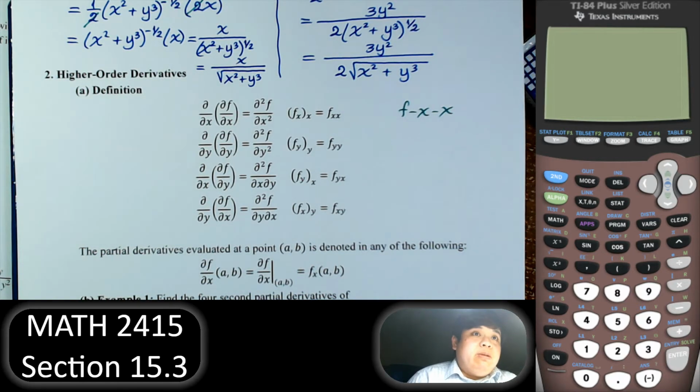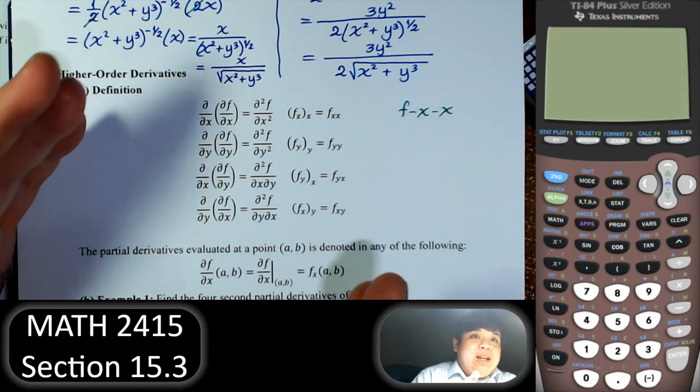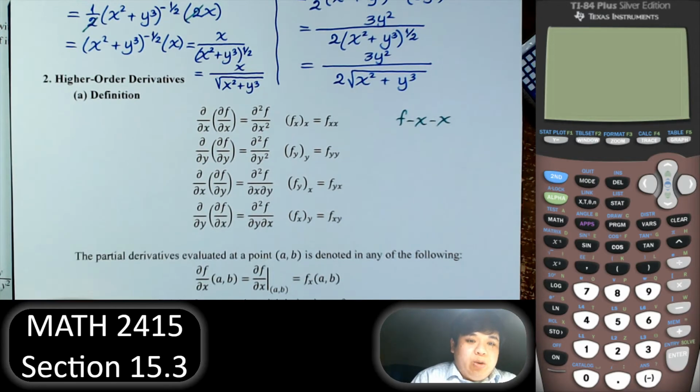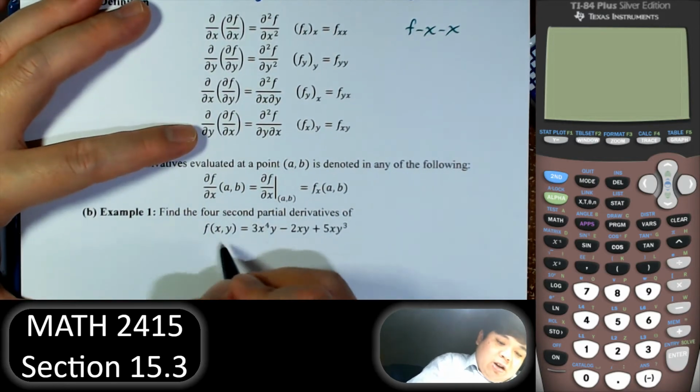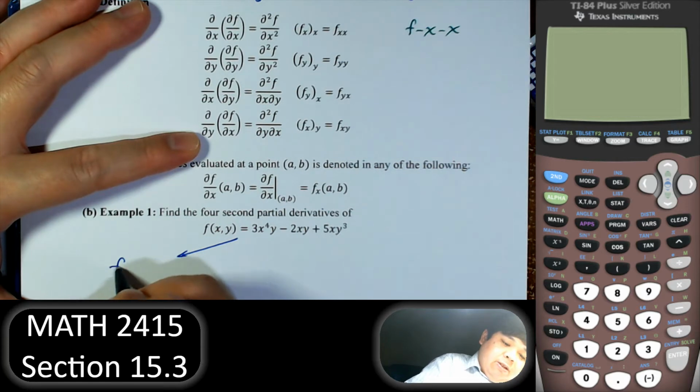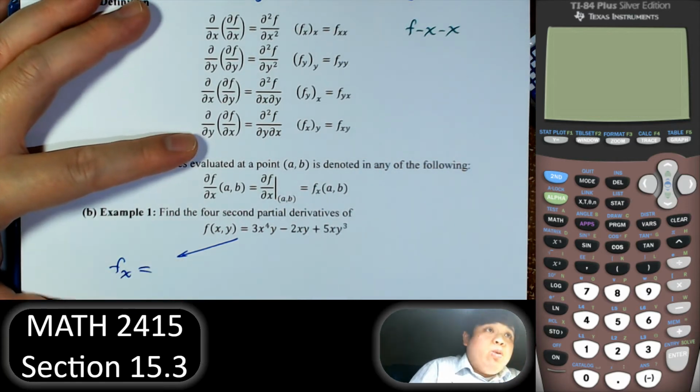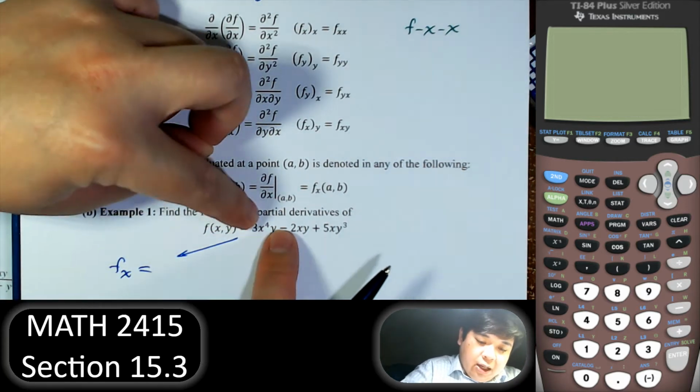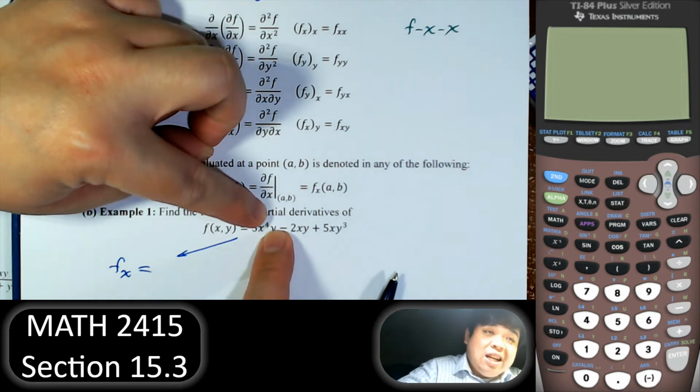So it's easy enough, right? Just take the derivative, and then the derivative again will give us the second derivative. So this is the function. Let's take the derivative. Derivative with respect to x. With respect to x though, y is the constant.